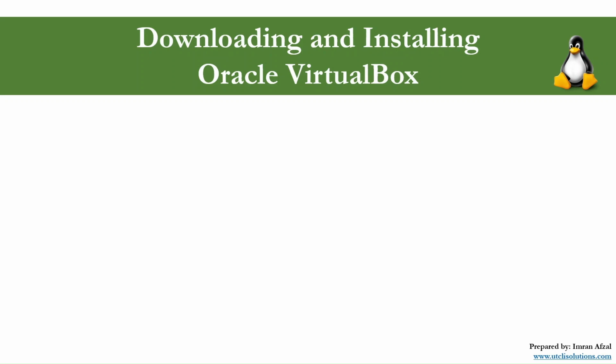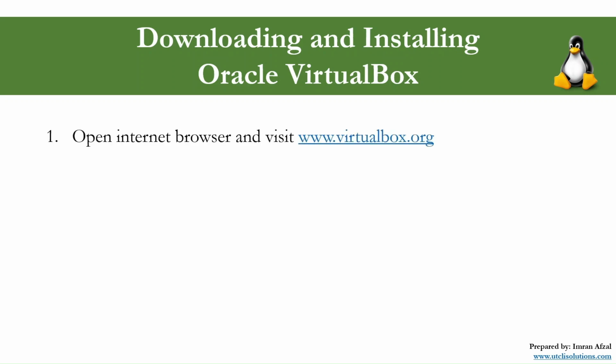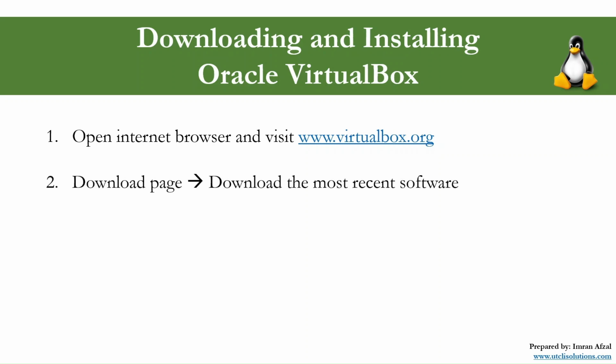In this video we are going to download and install Oracle VirtualBox software. So, if you go through step by step, the very first step is, of course, we have to open up your internet browser and visit www.virtualbox.org. Then the next step is go to its download page and find where is the download page on the navigation bar, and then you will see the most recent software that you could download.